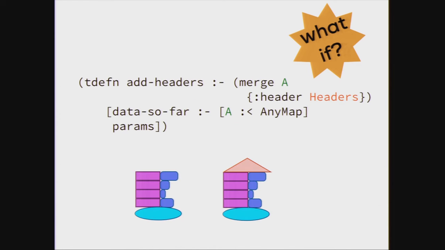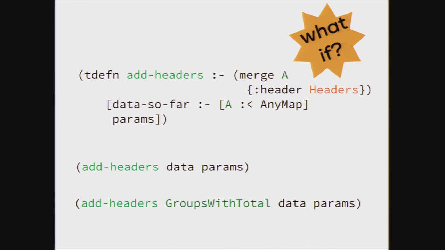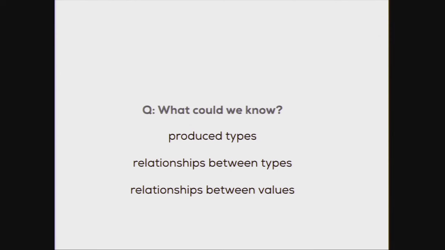As another example, the interesting part here is actually the merge. Add headers: if I was going to type that, I would say anything I pass in gets the headers added to it. And I like that because it expresses that merge as just a standard Clojure map merge function, and I can use it at the type level, which is kind of cool. And then same thing, you can call it with or without the schema of what you expect.